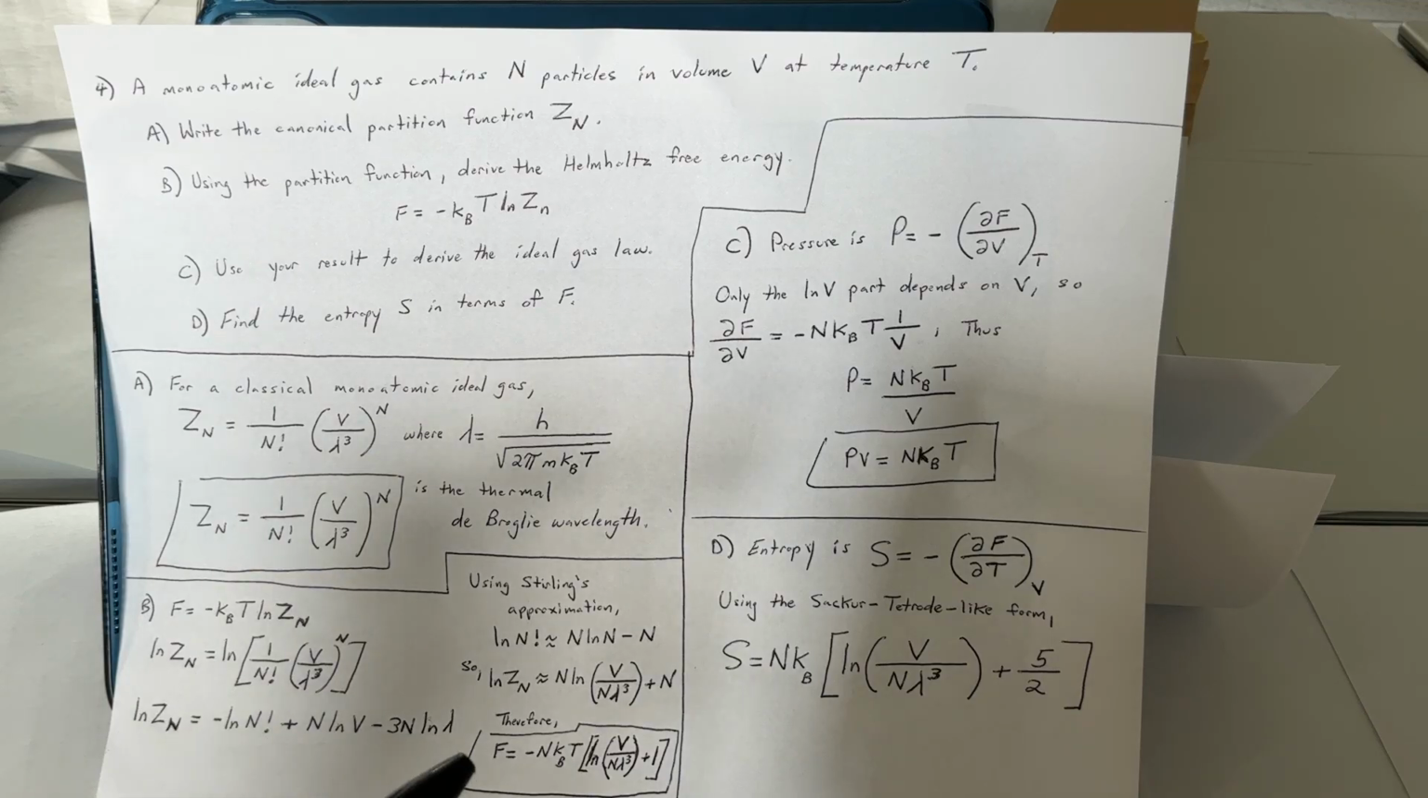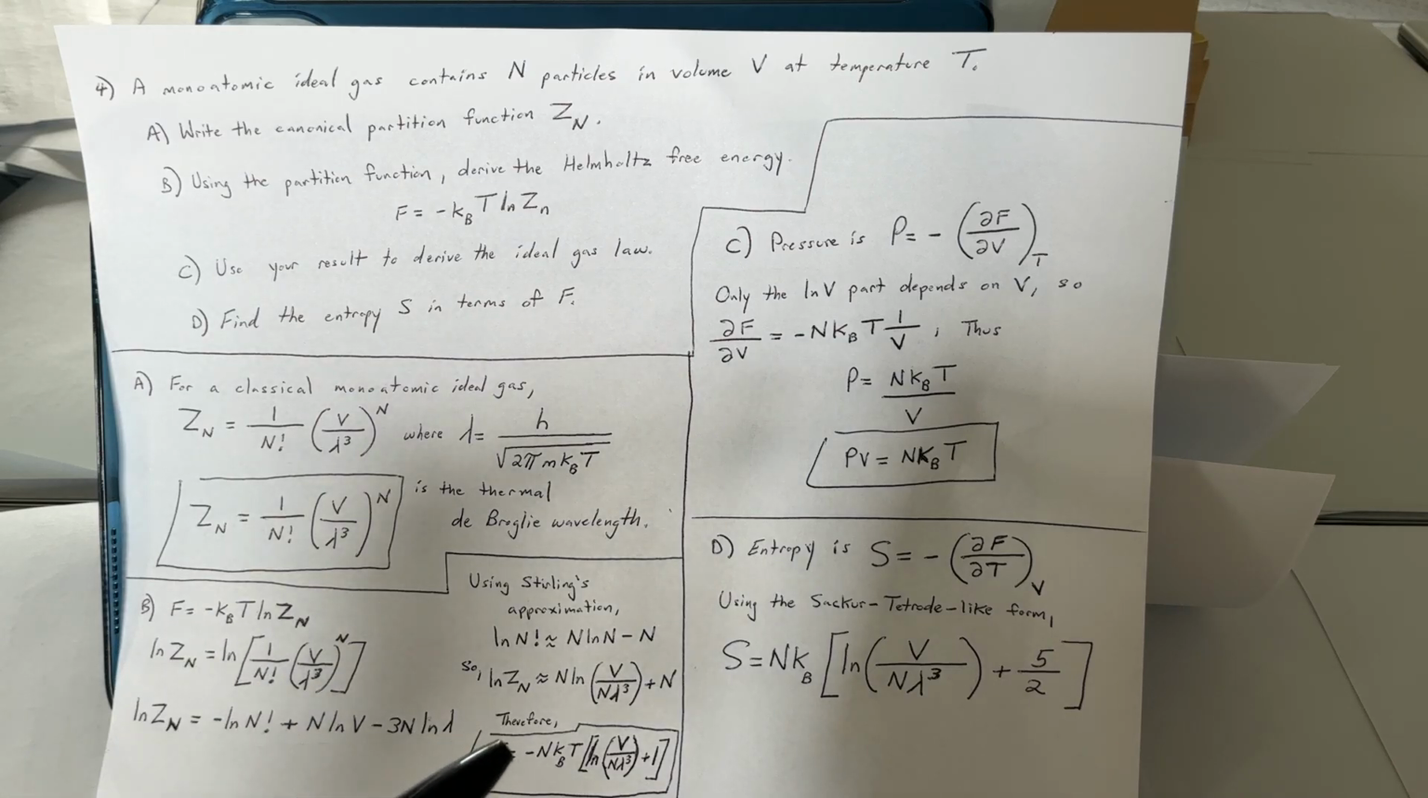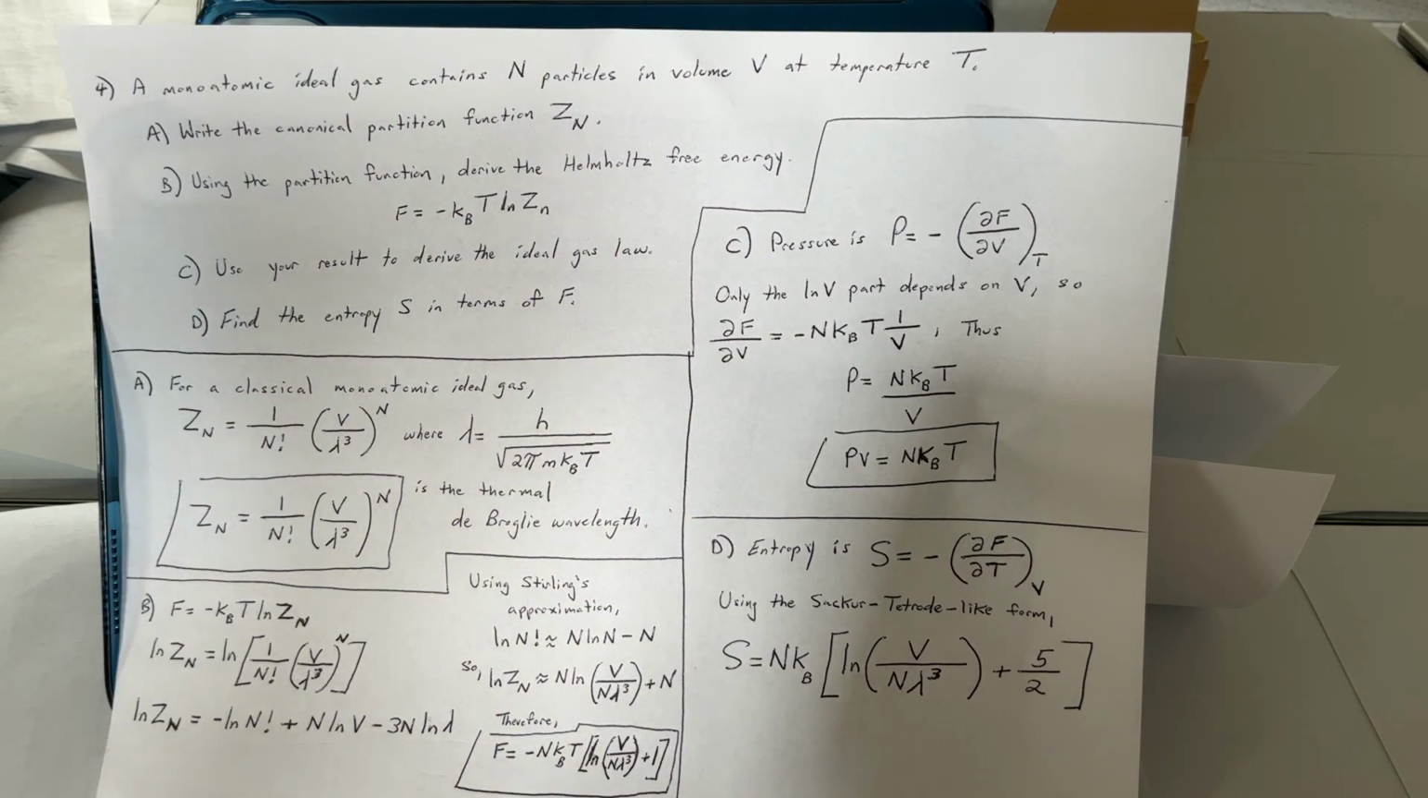and we put this F again in terms of, when we just substitute, F equals negative n k sub B T times the quantity natural log of v over n lambda cubed, close parentheses, plus 1. So that's what we get for letter B.